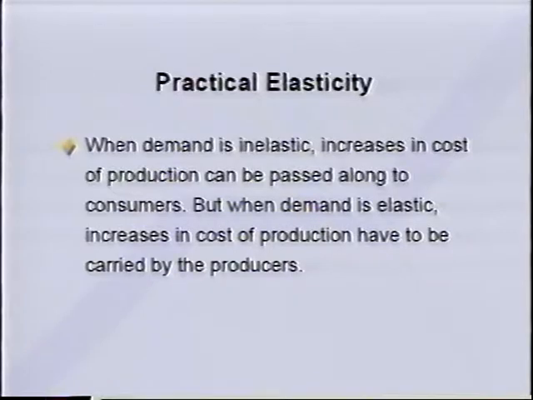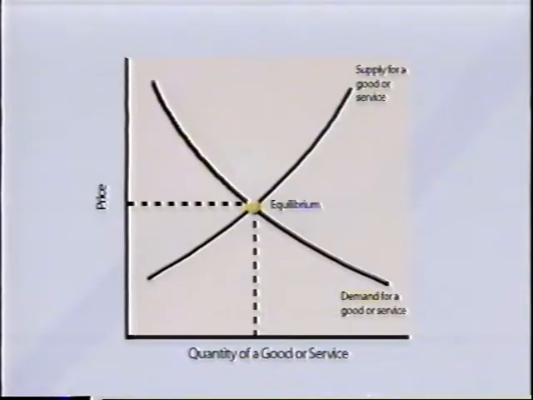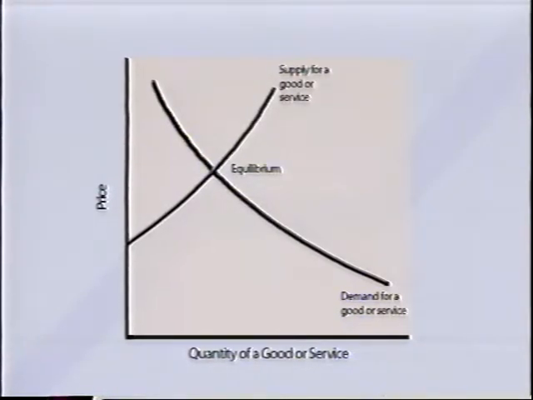When demand is inelastic, increases in the cost of production can be passed along to consumers. But when demand is elastic, then increases in the cost of production have to be carried by the producers. Now, think about what this means for a moment. Again, we need to unpack some terminology here. Remember, an increase in the price of an input makes supply shift back, it makes it decrease. So the new equilibrium will have higher prices and lower output.